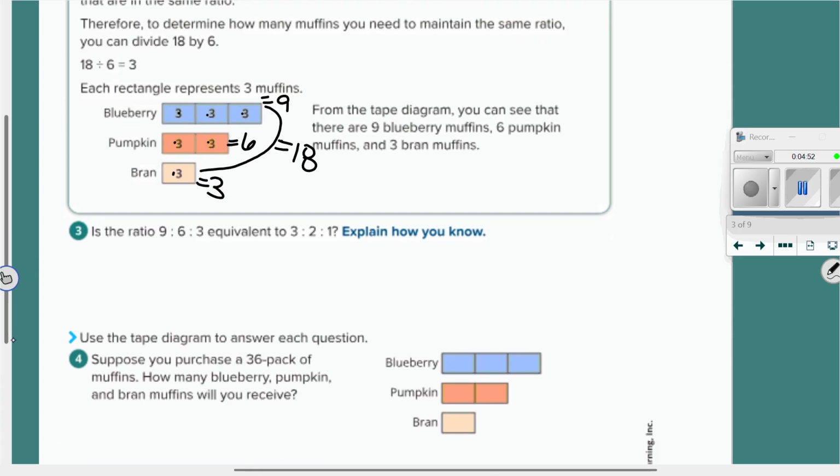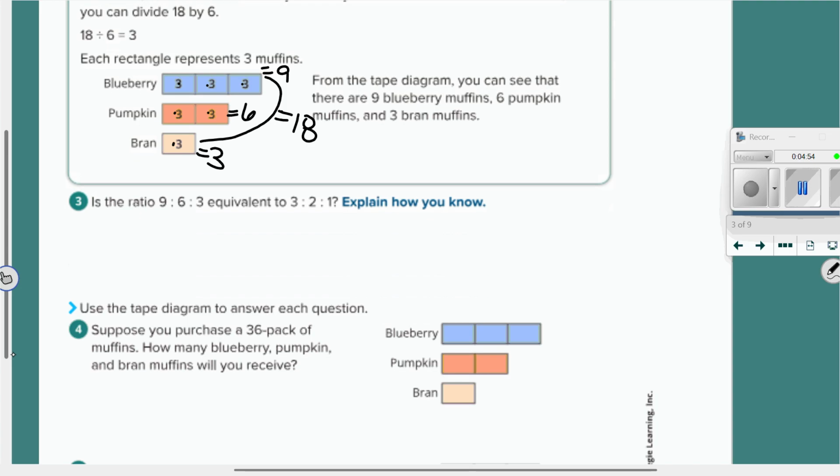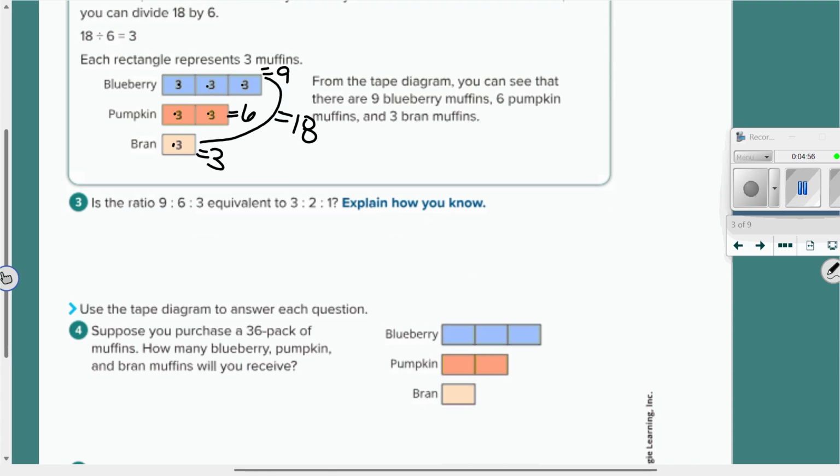First thing, is the ratio 9 to 6 to 3 that we just did equivalent to 3 to 2 to 1? Think back. How do we know it's equivalent or not? And explain how you know. You have about 2 minutes to talk it out as a table, get your answer, and then we will come back and discuss. Go for it. Who thinks yes, they are equivalent? Who thinks no, they are not equivalent? Okay, who can tell me why? Go ahead.